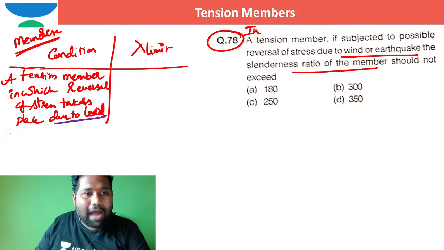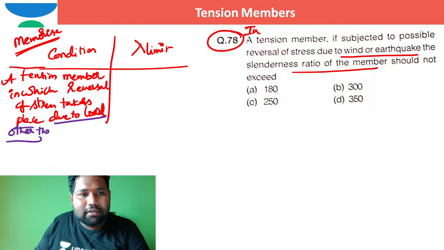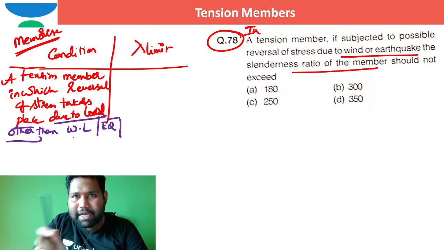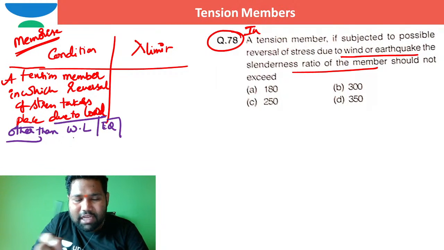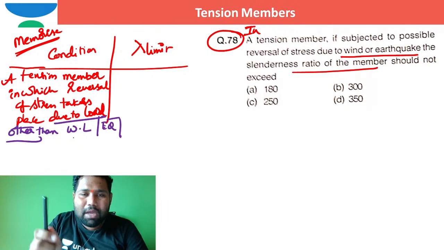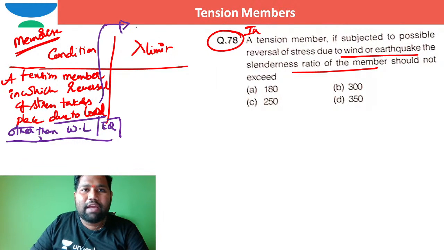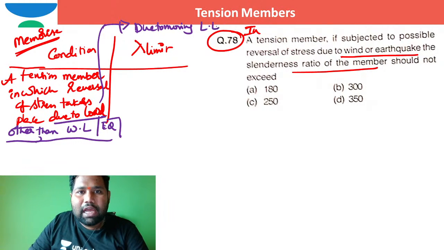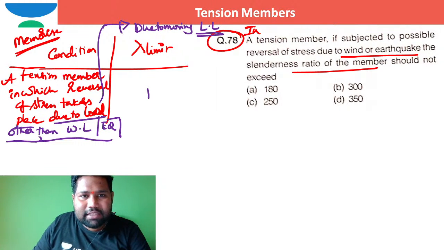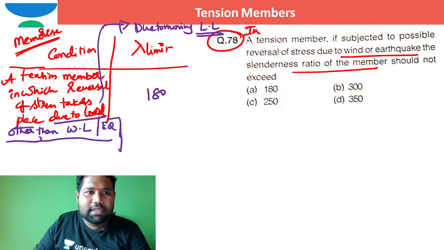Due to load other than, there is a clear word, other than wind load or earthquake or seismic load. If the structure is vibrating, because of dynamic loads other than wind load or earthquake load. What are the other loads because of which the structure may be under vibration? Because of live loads, for example, due to moving live loads. In such a case, the limiting slenderness ratio is 180. This is condition 1.